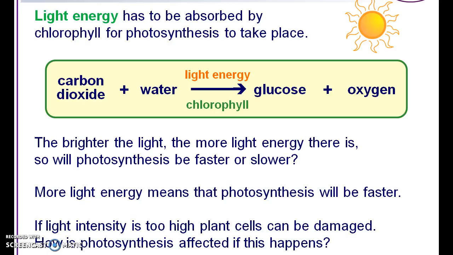If light intensity is too high, plant cells can be damaged. How is photosynthesis affected if this happens?